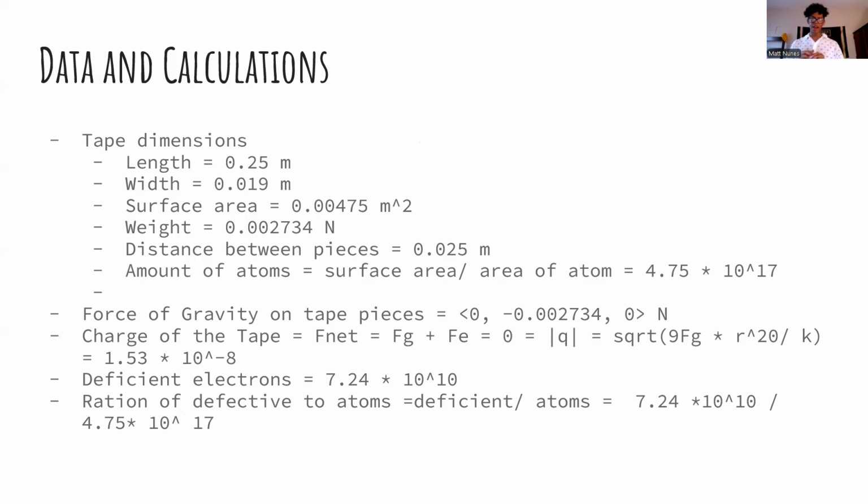This is some data and calculations I made. I got the length, the width, and the weight of the tape. From there, I was able to determine the gravity force, the charge of the tape, the deficiency of electrons, and also the electric force on that tape. The charge of the tape I determined to be 1.53 times 10 to the negative 8, and the deficiency of electrons was 7.224 times 10 to the 10.